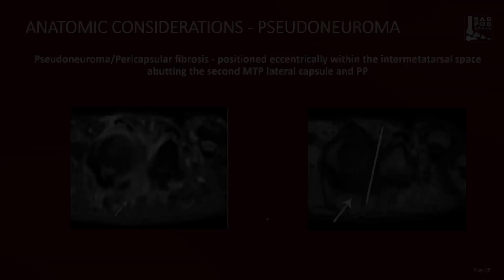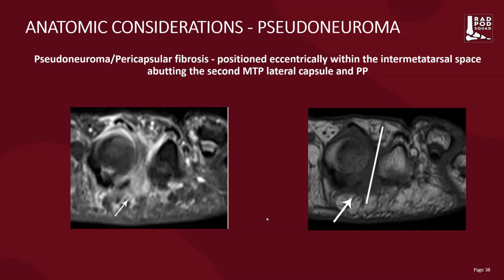Thank you. Taking a look at anatomic considerations in pseudoneuromas, pseudoneuromas have been discovered to be associated with plantar plate tears, and this is where you have pericapsular fibrosis that is associated eccentrically with the plantar capsule. So in this case seen here, we can see this enlargement of the nerve and the pericapsular fibrosis or inflammatory change that's lying closer to the joint capsule and seen here contiguous with the plantar plate tear itself.